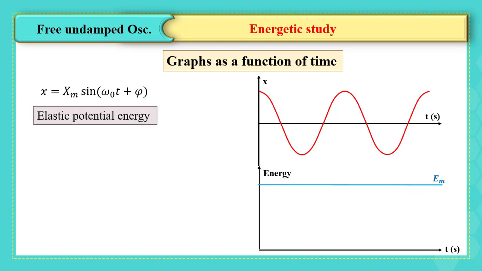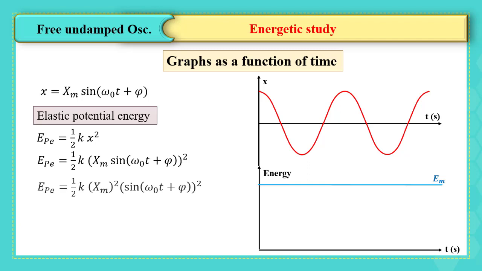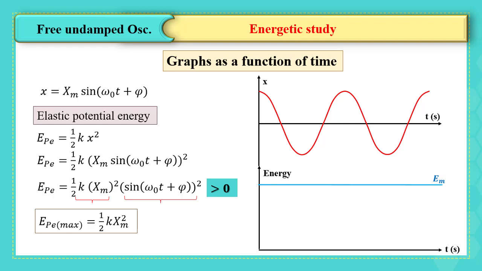Then the elastic potential energy. Its function is half k x squared. So replace x by its expression, xm sine(omega 0 t plus phi). This can be written as half k xm squared times the square of sine(omega 0 t plus phi). But half k xm squared and the sine squared are positive. So to represent the elastic potential energy, it has a maximum value half k xm squared.